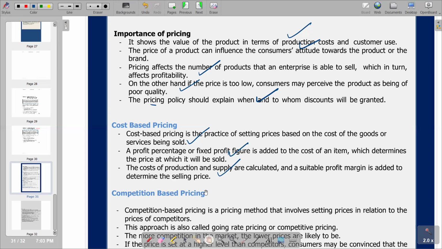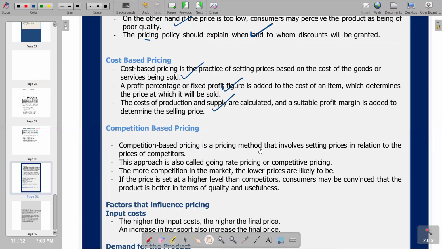So according to the explanation that we have, competition-based pricing is a pricing method that involves setting price in relation to the price of competitors. That is our first point. Then the second point: this approach is also called going rate pricing or competitive pricing. The next point: the more competitive the market, the lower prices are likely to be. So if the market is more competitive, it means that the prices are also going to go down. That's what this point is trying to illustrate. Then the last point: if the price is set at a higher level, it is better in terms of quality and usefulness, which is also correct.